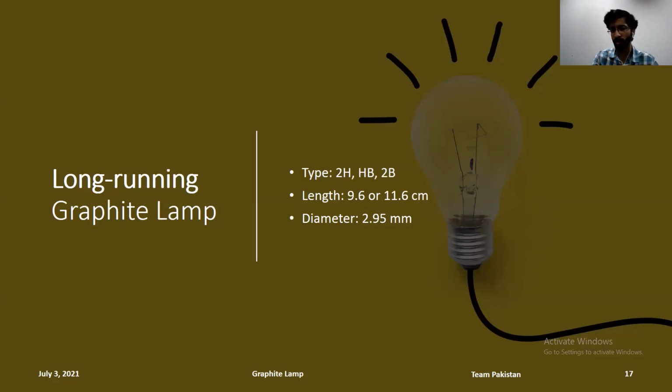I've added the other two as well, since they had a more steady, long-running glow, but they had a less bright glow as compared to the previous case that I mentioned. And then the optimal length for this case would be 9.6 to 11.6 centimeter, and diameter would be 2.95 millimeter.